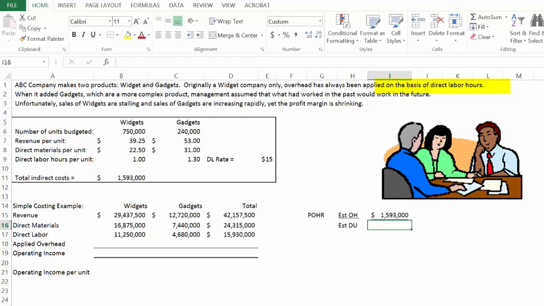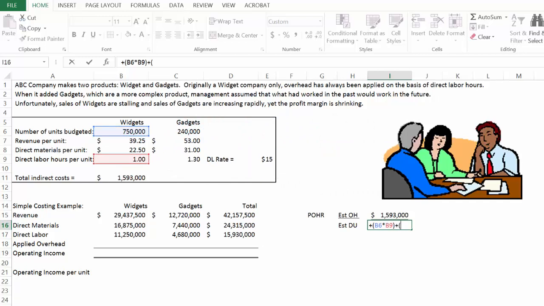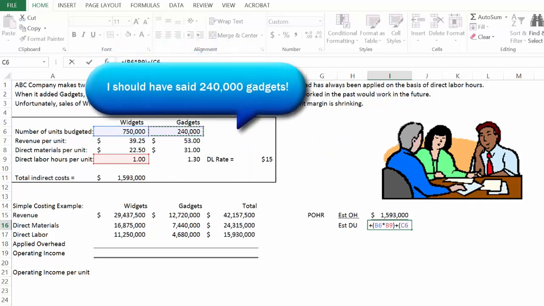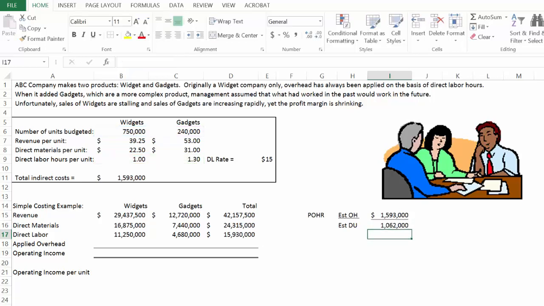And that is going to be made up of two pieces. So let me put that in here as a formula. We're going to make 750 widgets at an hour each. That's part of that. And then we are also going to make 240 gadgets at 1.3 hours each. Now don't mistake that for an hour and 30 minutes. In Excel, we're using decimals, so that's actually 1.3 hours. And so that's 1,062 direct labor hours. And so my predetermined overhead rate, if I divide this out, is $1.50 per direct labor hour.